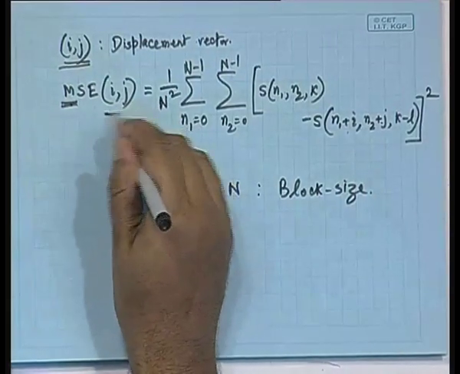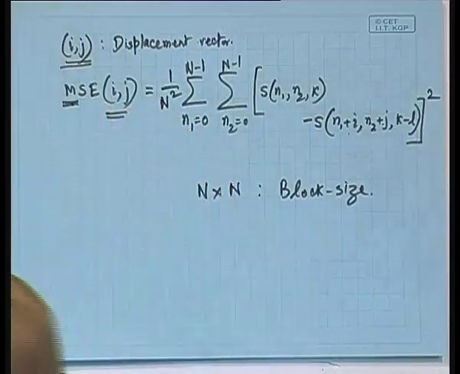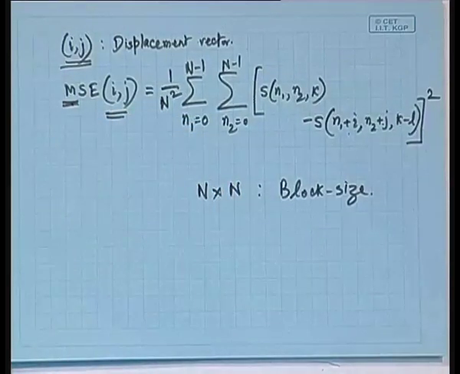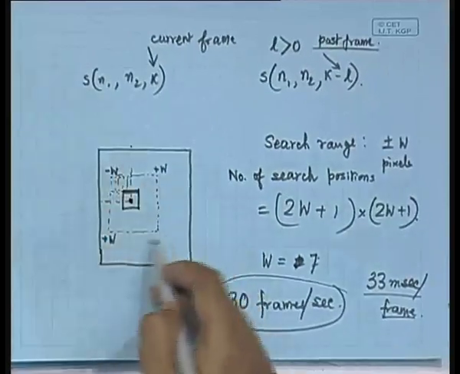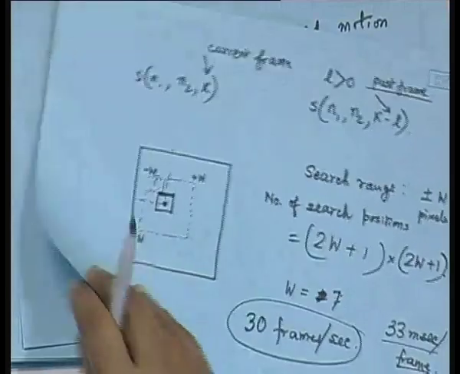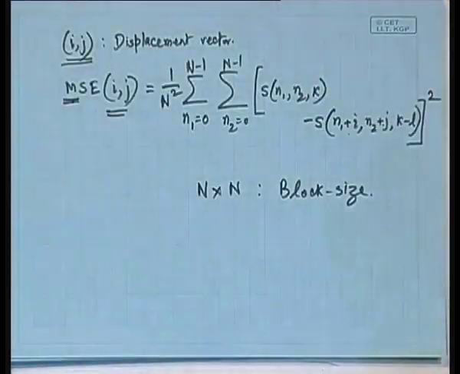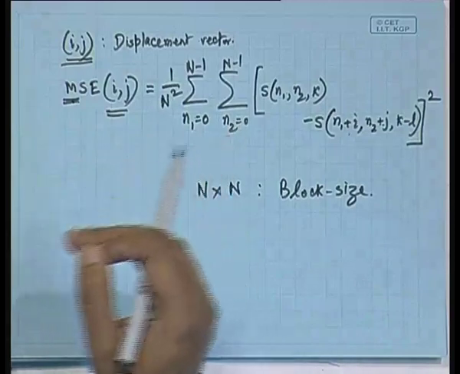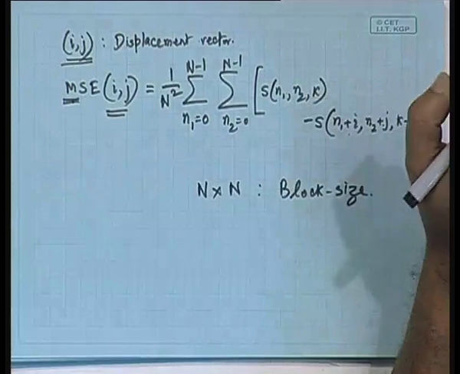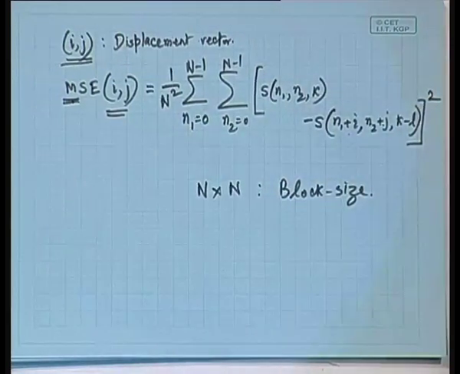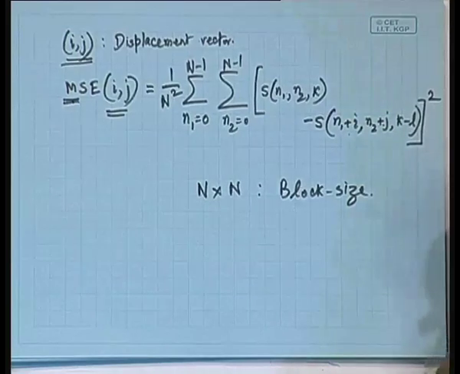Now, this is at a particular displacement vector position i j, but I must change this displacement vector while searching, so that it spans the entire search window. And by exploring several such values of i and j, which value should I consider? I should consider that value where the mean square error happens to be the minimum.